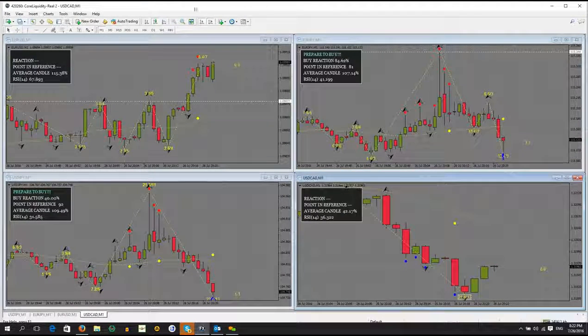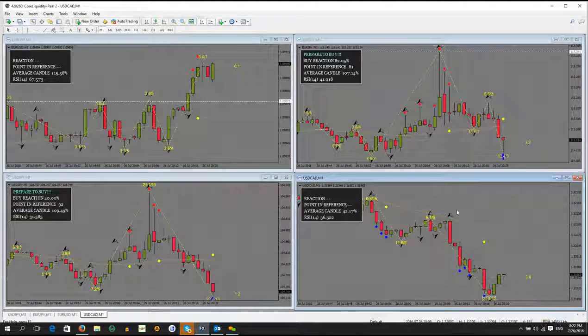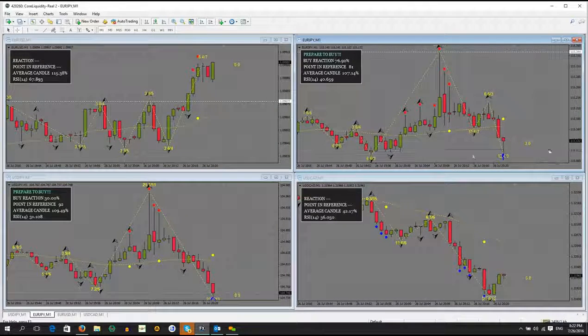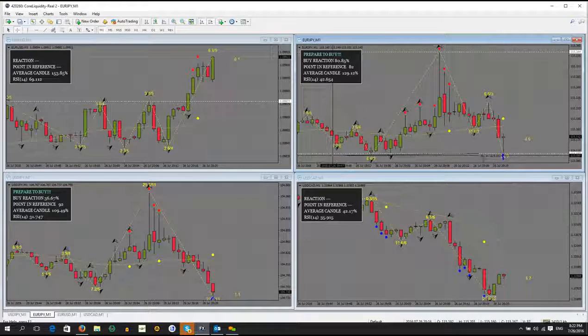If you enter now, okay. Oh my God, we lost the signal on Euro Japanese yen, but that's it. We cannot watch them all at the same time. Important is that we trade and we make some moves today.